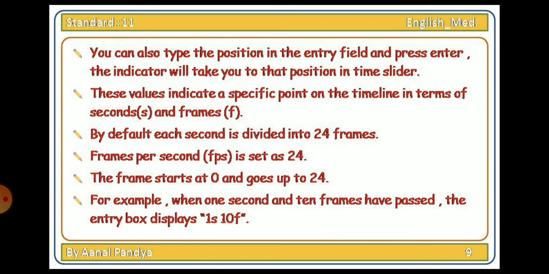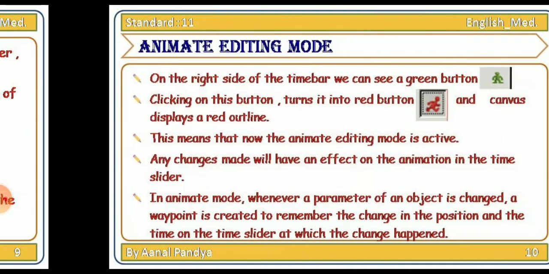By default, each second is divided into 24 frames. Most important MCQ: frames per second is 24. In 1 second there are 24 frames available. Frames per second is set as 24. The frames start at 0 and go up to 24. For example, if 1 second and 10 frames have passed, the entry field displays 1s 10f. So it is called 1 second and 10 frames.